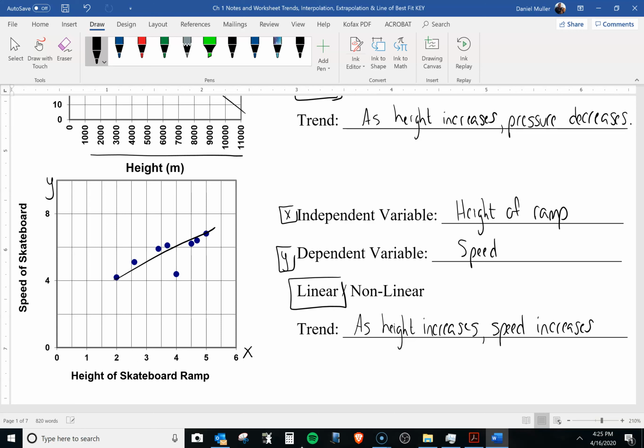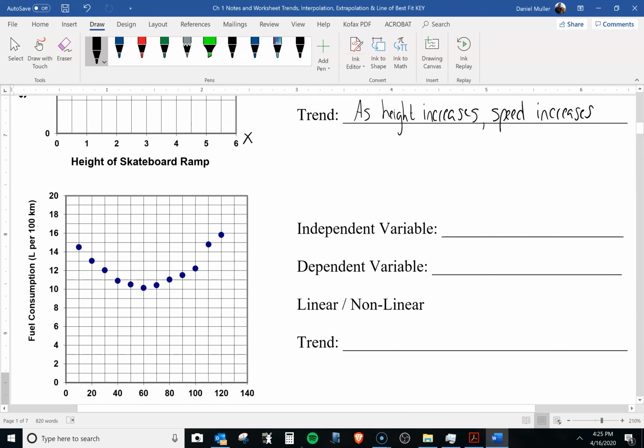So, I mean, if you take a look at 2, when the ramp is 2, I don't know, 2 feet, 2 meters, it doesn't say, I have a speed of 4. But then if my ramp is 5, I jump up to a speed of like 7. So the higher the height, the faster my speed.